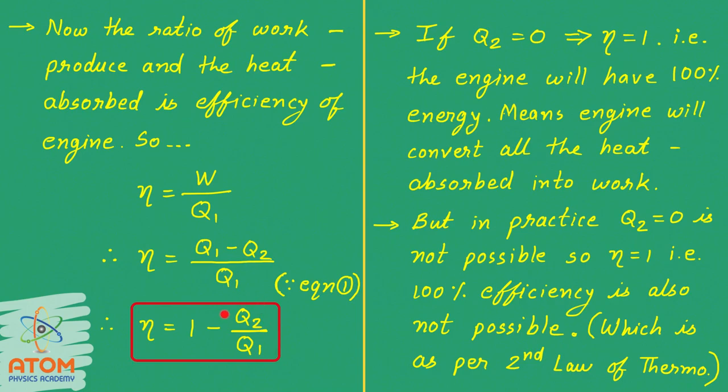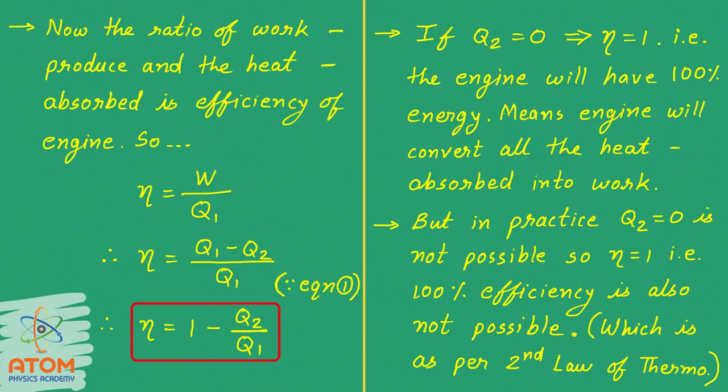Now in this equation it is quite clear that if Q2 is 0, then this whole term will become 0 and so eta will become 1. When eta is 1, it shows 100% efficiency. 1 means 100% here. Alright. So if Q2 is 0, then eta will be 1. That means the engine will have 100% efficiency. Means the engine will convert all the heat absorbed into work. The heat Q1 which is absorbed will be converted 100% into work W.